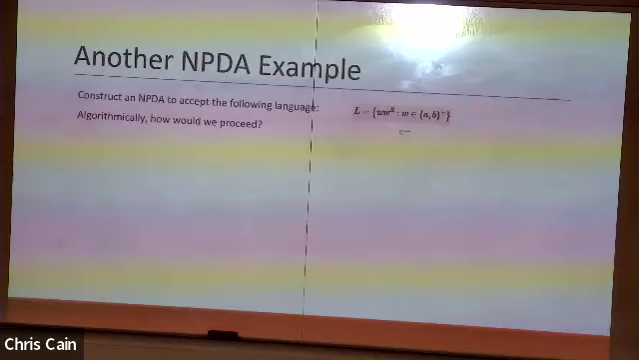Just a question about the notation. What is the plus meant to be in this? Plus means one or more. So it's the positive closure. Oh, that's right. Yeah, so we can't have an empty string and have that be recognized as a palindrome. Forgot what it was.